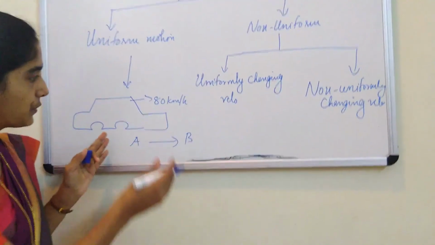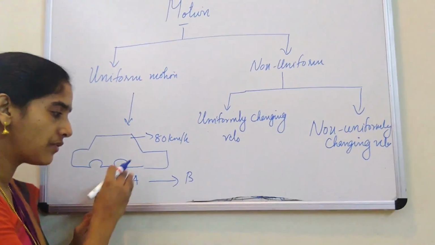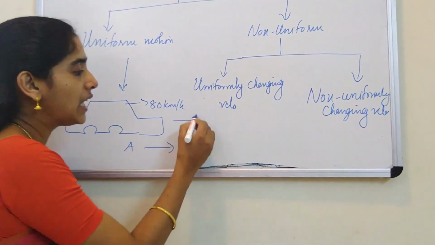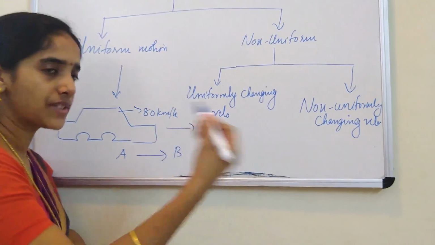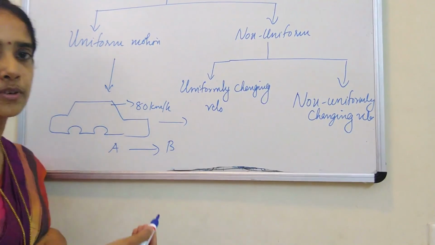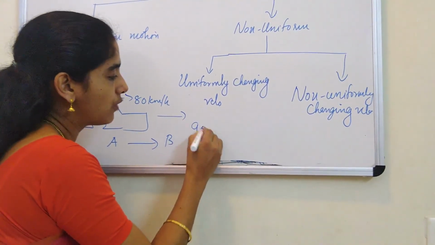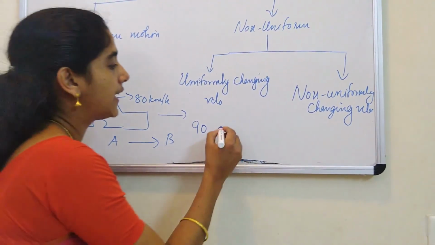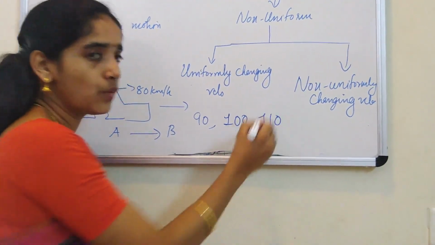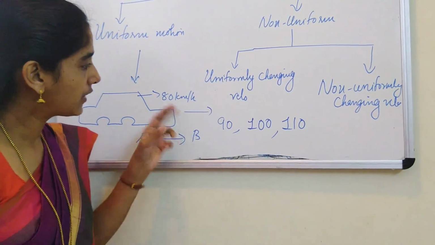Now let us look here. Non-uniform motion. Suppose you take the same situation of the car traveling from A to B, but not with a constant velocity, with a varying velocity. Suppose in the first unit time, the velocity of the car is 80 kilometer per hour. Suppose after 1 minute, let the velocity be 90 kilometer per hour. Again after 1 minute, let the velocity be 100. Again after one, suppose it is 110. So what can you say about the velocity of the car? It is continuously changing.